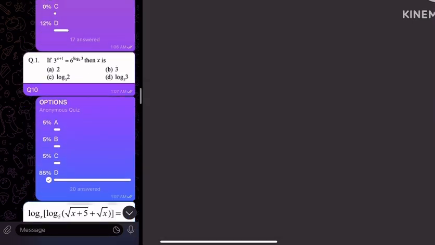Next one. 3 to the power x plus 1 equal to 6 to the power log base 2 of 3. Okay. So first of all, you can see that there is a 3 over here, and we can convert this 6 into 3 as well. So first convert that.